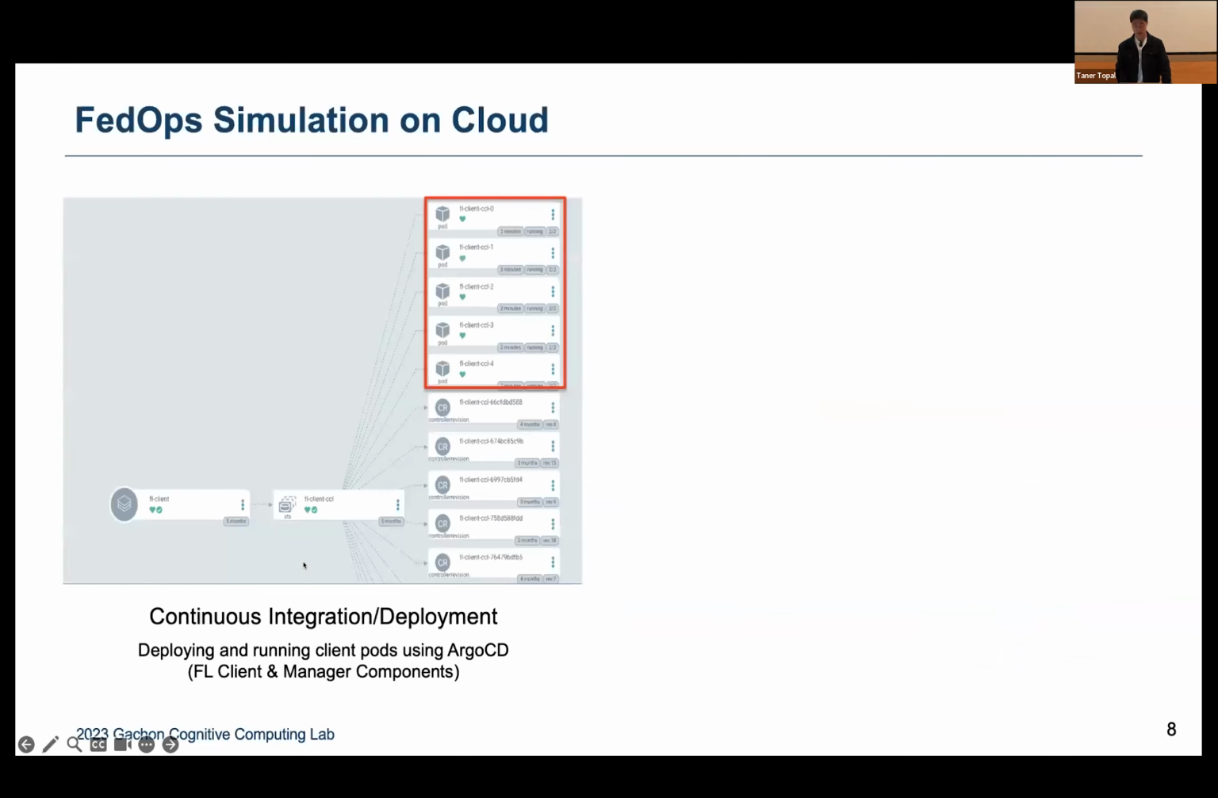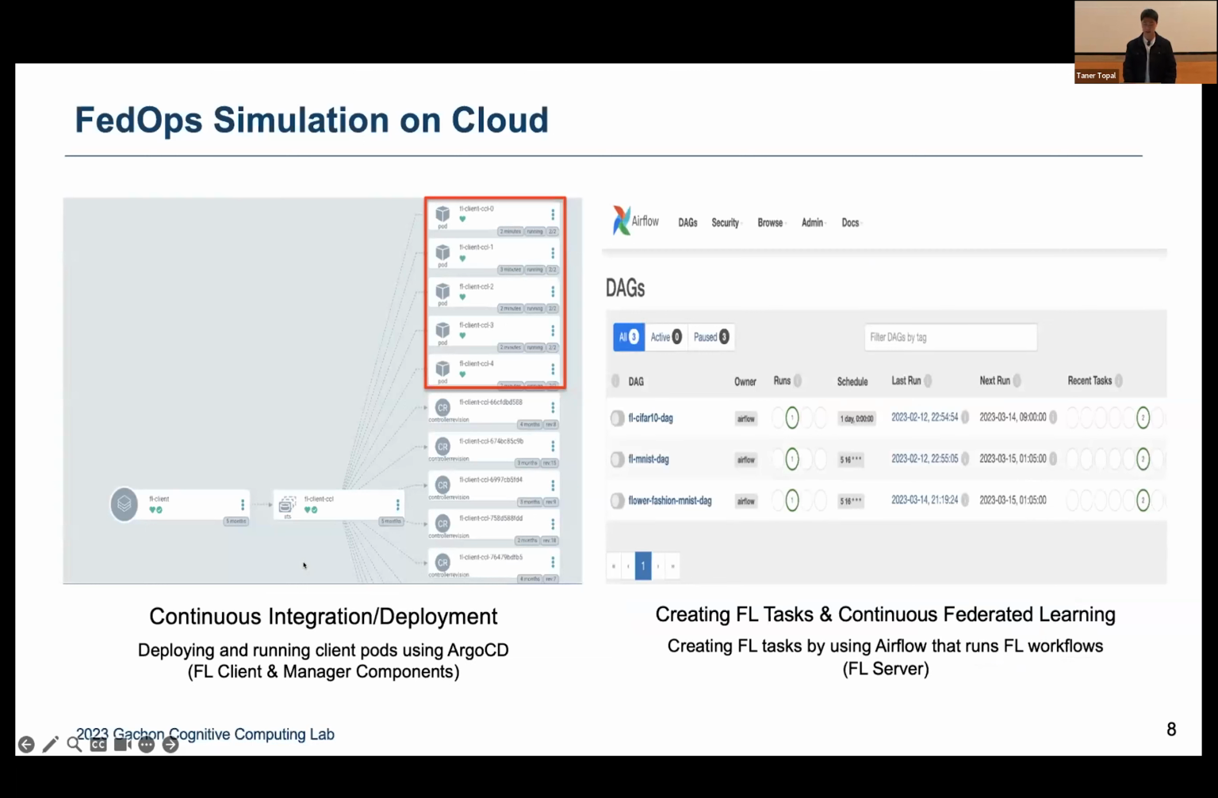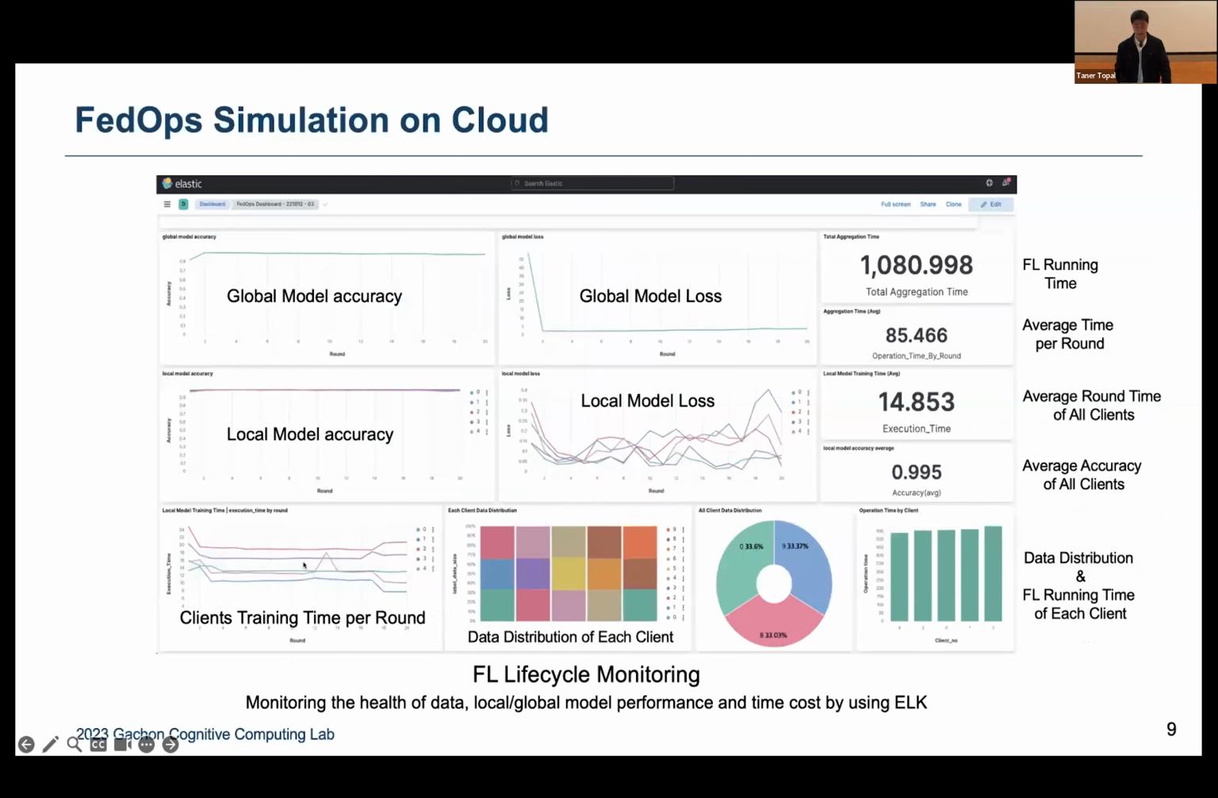FL simulation with system and data heterogeneity is possible on MicroKubernetes. By leveraging ArgoCD, it is possible to continuously deploy and run the client pods with varying system resources and data. And multiple FL tasks can be created using Airflow, and FL servers can be deployed and executed for each task to facilitate the various FL tasks. During the execution of FL, it is possible to monitor performance metrics such as accuracy and loss of the local and global models. Additionally, the status of time, cost, and data for both client and server can be tracked and monitored using the ELK stack.